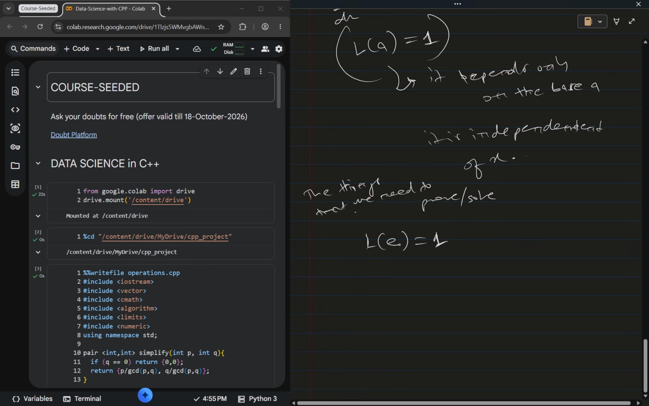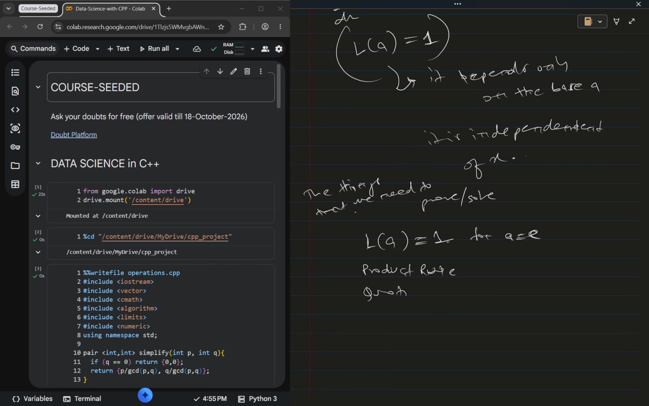So let's say, let me directly write this: L'Hôpital's rule, or you can say to solve it for a equals c. So we are left with this, and second, we are left with our product rule. Next we are left with our quotient rule. I don't think there is anything else that we are left with.